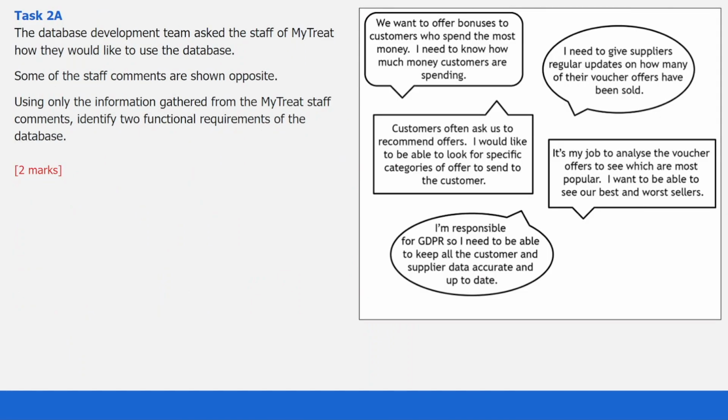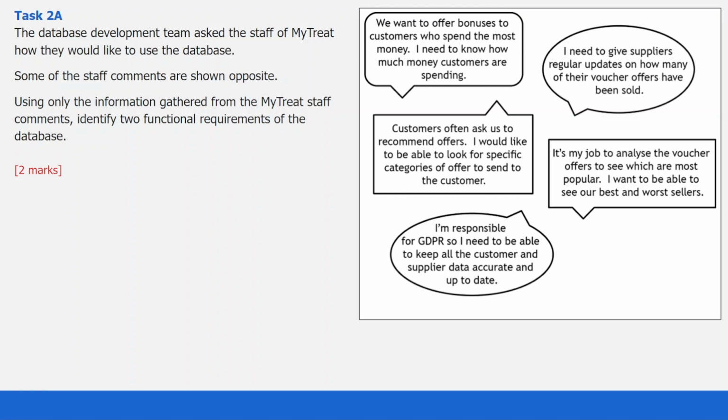So let's look at task 2A. The database development team asked the staff at My Treat how they would like to use the database, and we've got some of the comments from the staff on screen. Using only the information gathered from the My Treat staff comments, identify two functional requirements of the database.